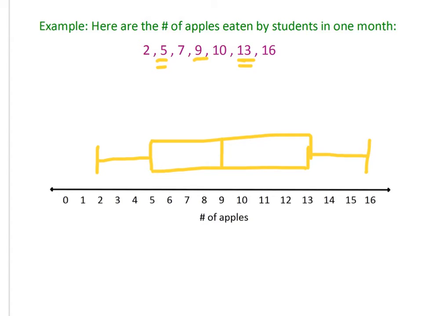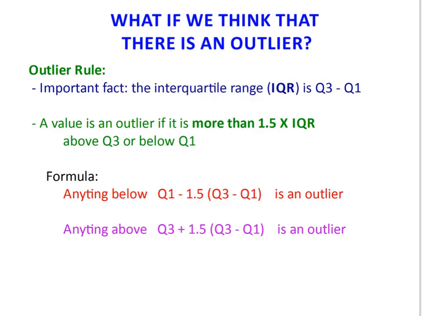So this is a graph of the number of apples students eat in 1 month. I start with my minimum at 2. I connect my minimum to Q1 with a line, and we can label these two, Q1. My median is the middle of my data, which is 9, and it's a line going through my box. Q3 is 13, and it connects to my maximum, which is 16. This is a complete graph of a box plot for that data.